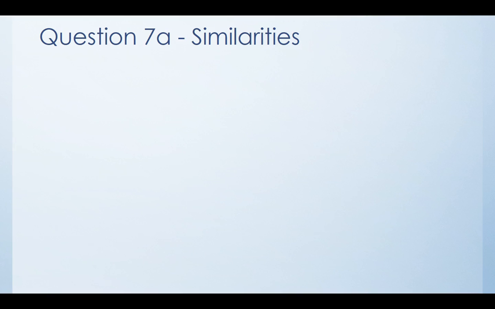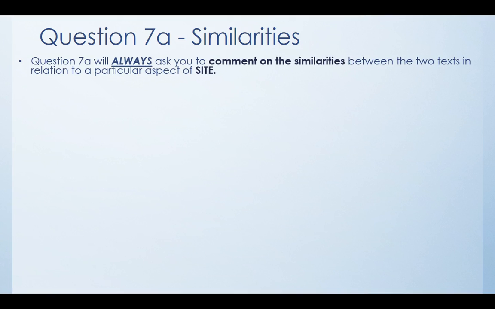Now, question 7 is one question split into 2 sections. We have 7A, and 7A is always going to ask you to comment on the similarities between the 2 texts in relation to a particular aspect of sight, so a particular aspect of subject, ideas, themes or events. Edexcel have now refined their requirements, and what they're saying now is that you only need 3 similarities to answer this question. You need to identify 3 similarities.